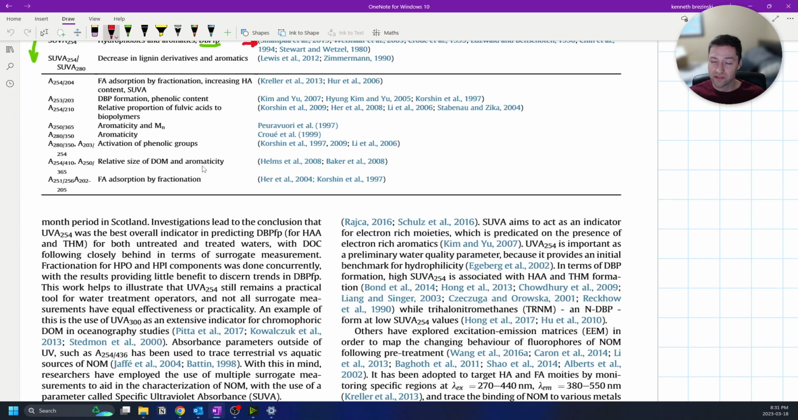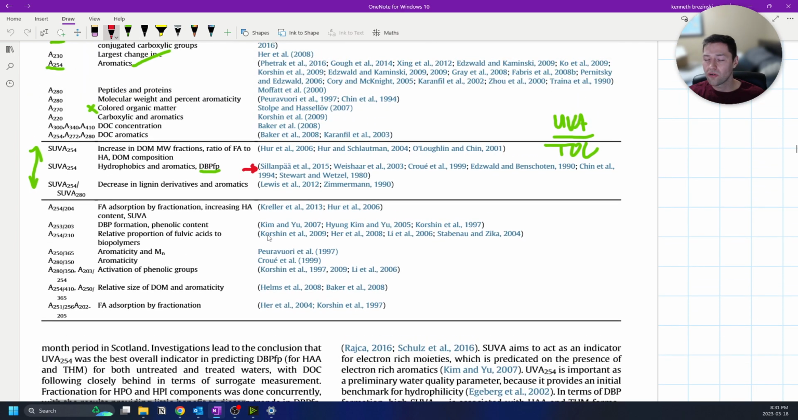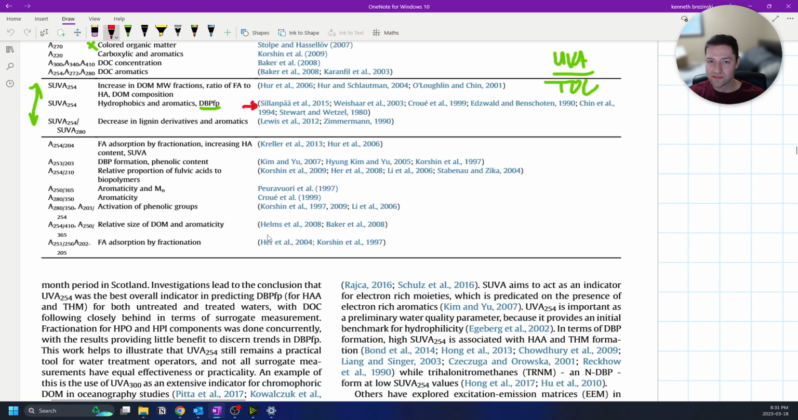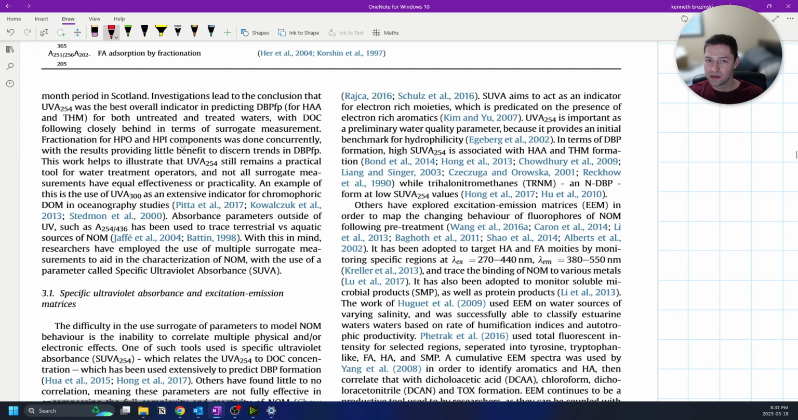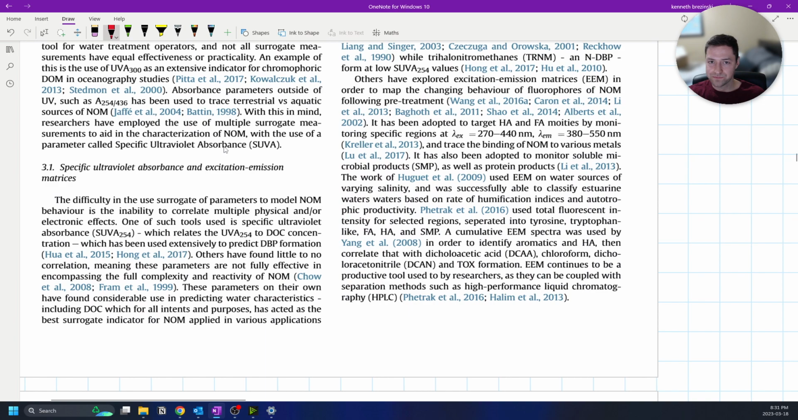So again, we're just characterizing by looking at different absorbances and then sort of taking the ratios of that. So there's a lot here. Again, these are all very weak forms of characterization, but they're there and they're fairly easy to use and easy to train an operator on. It's something of importance for us.